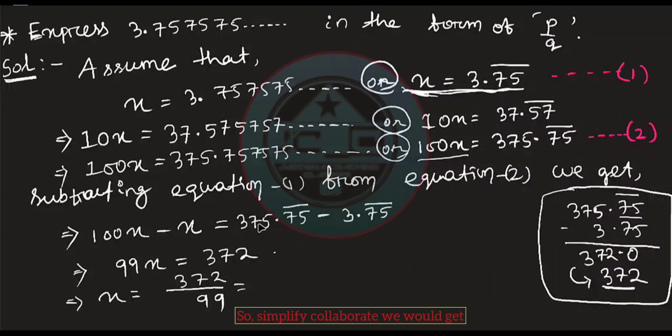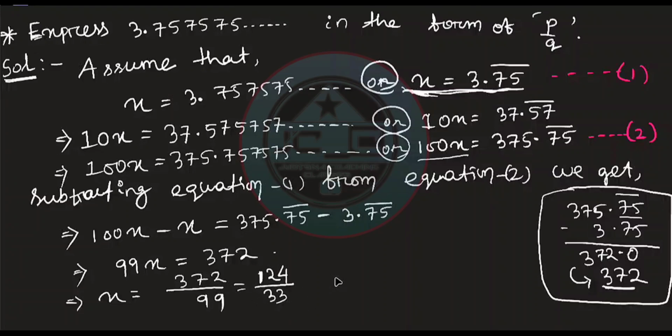So simplify, we would get what if you cancel out? So 372, 3 1s are 3, 3 2s are 6, 3 4s are 12, upon 3 3s are 9, 33, right? So this is the final answer, right? This is the solution.